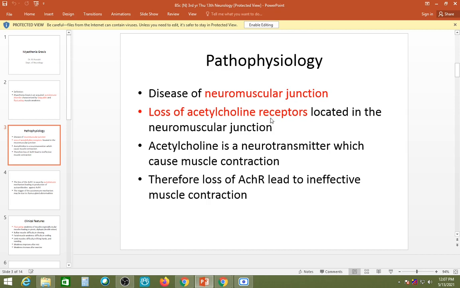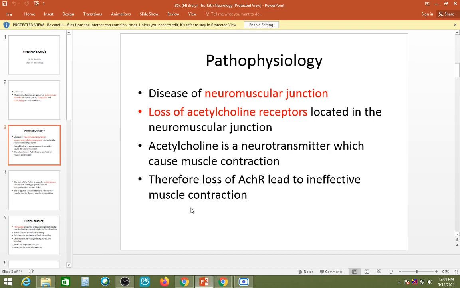So when this receptor is lost, then they cannot receive this neurotransmitter called acetylcholine, which helps in muscle contraction. And therefore, muscle contraction is not going to be effective. So this is the pathophysiology of myasthenia gravis. Because there is loss of acetylcholine receptors, which are supposed to receive the neurotransmitter acetylcholine to cause muscle contraction. If it cannot receive it, that means muscle contraction is not going to be effective. And therefore, it leads to ineffective muscle contraction.